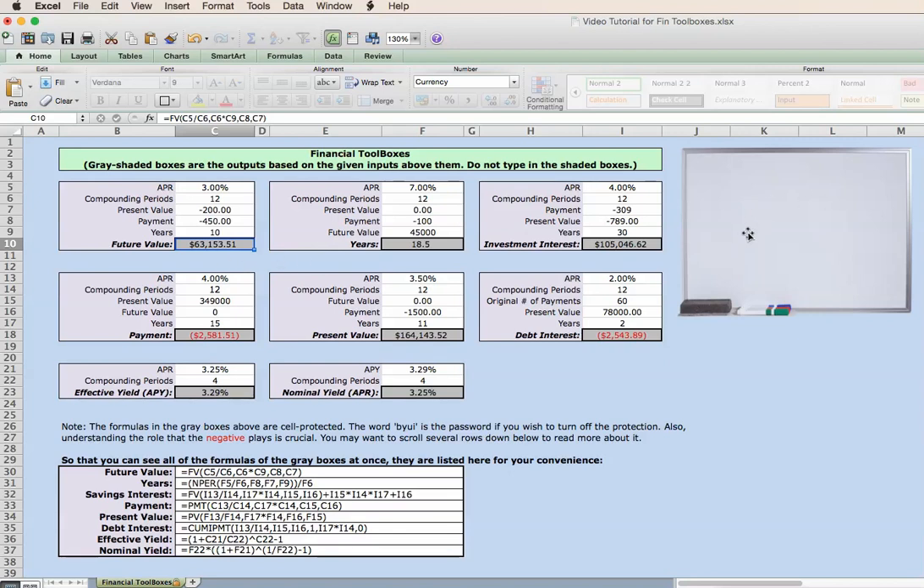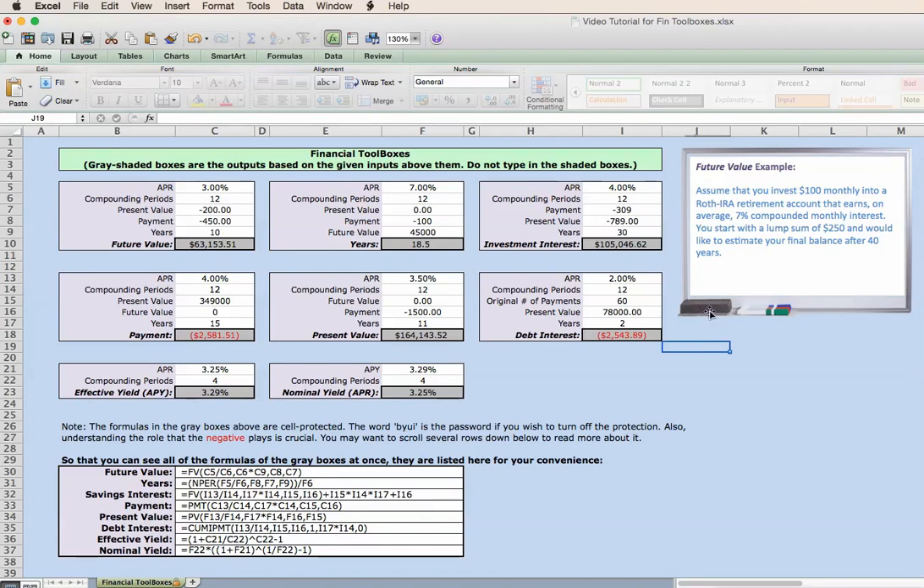So off on the right-hand side, I've got a whiteboard, and I'm going to pull from some file examples here, some examples I put together. I'm just going to drag those over one at a time. So let's get going with a future value example. Now, as I read the paragraph, I'm going to be looking over here at the correct toolbox to use, and I'll be typing things as I talk.